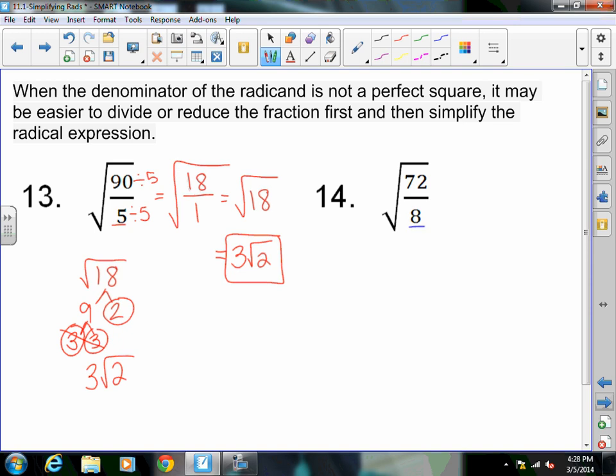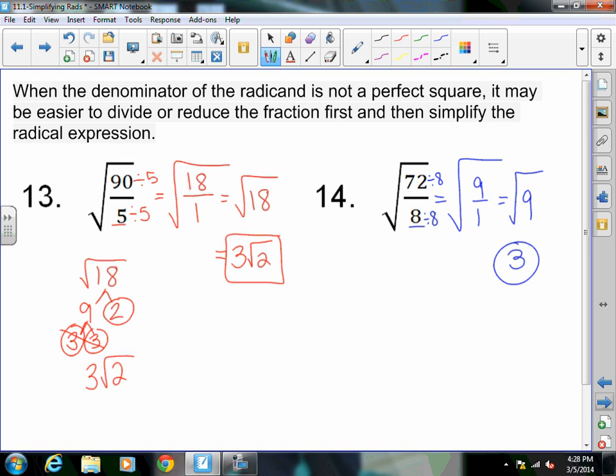Lastly, square root of 8. It's going to give us a decimal, so let's see if we can reduce. And you can. 72 divided by 8. 8 goes into both of those. So you get 9 over 1, which is 9. Do that on your calculator. Square root of 9 is whole number 3. And there's your answer.